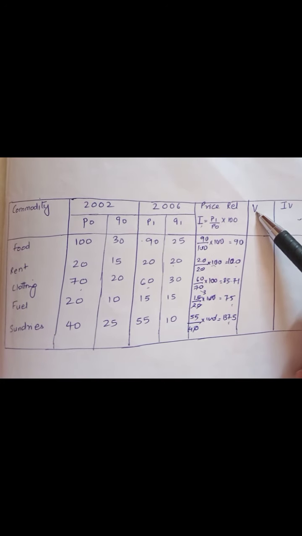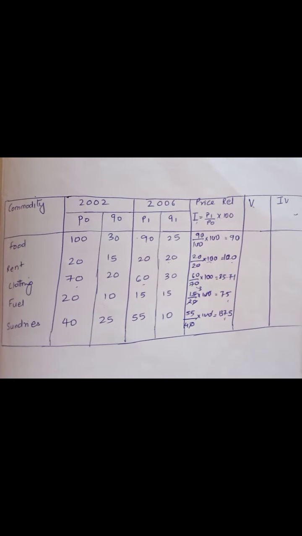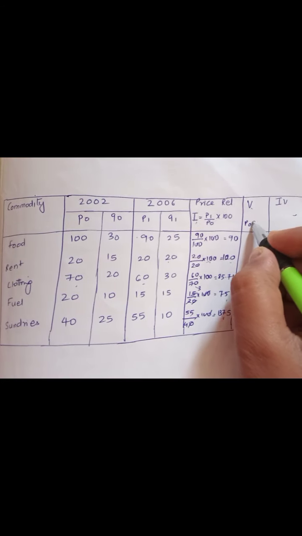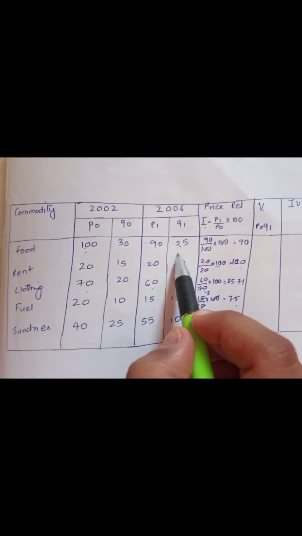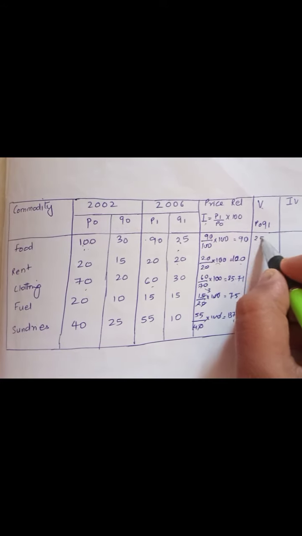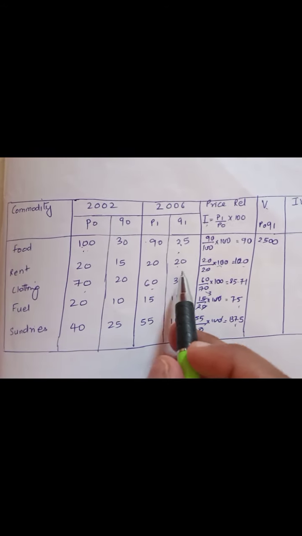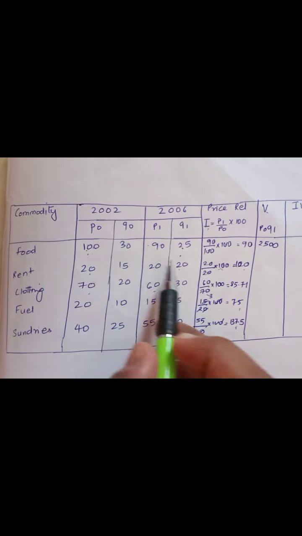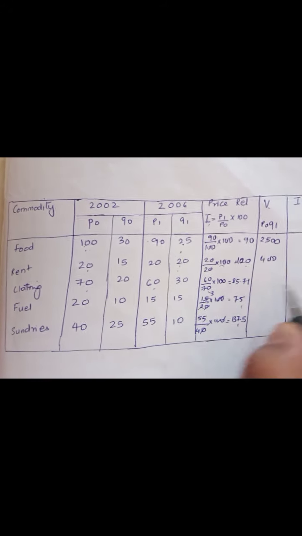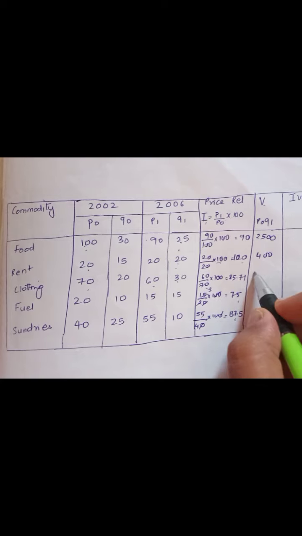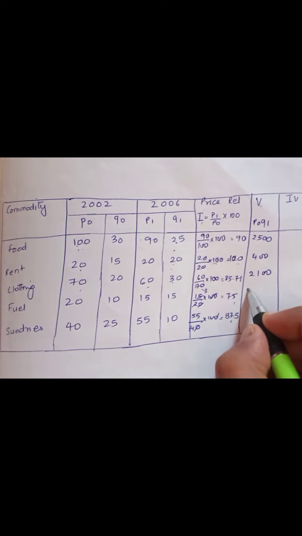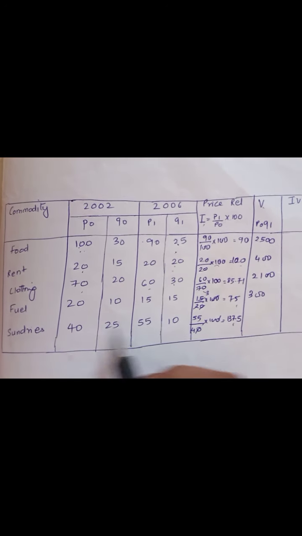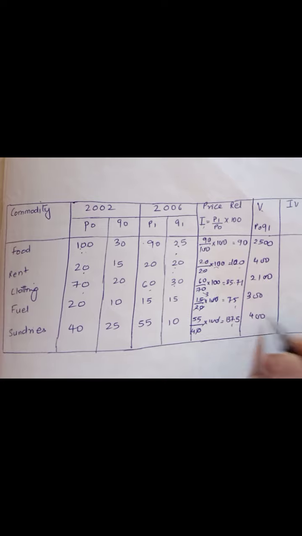Now we need to find V. As the question already says, P0 Q1 has to be your weights. P0 is 100, into Q1 which is 25. So 100 into 25 gives 2500. Similarly, P0 20 into Q1 20 gives 400. 70 into 30 gives 2100. 15 into 20 gives 300. And 400 in the last row.